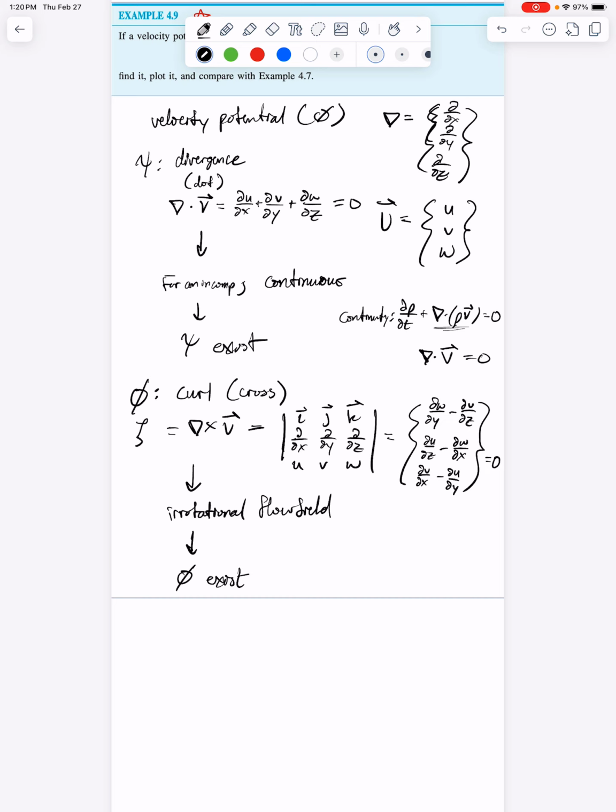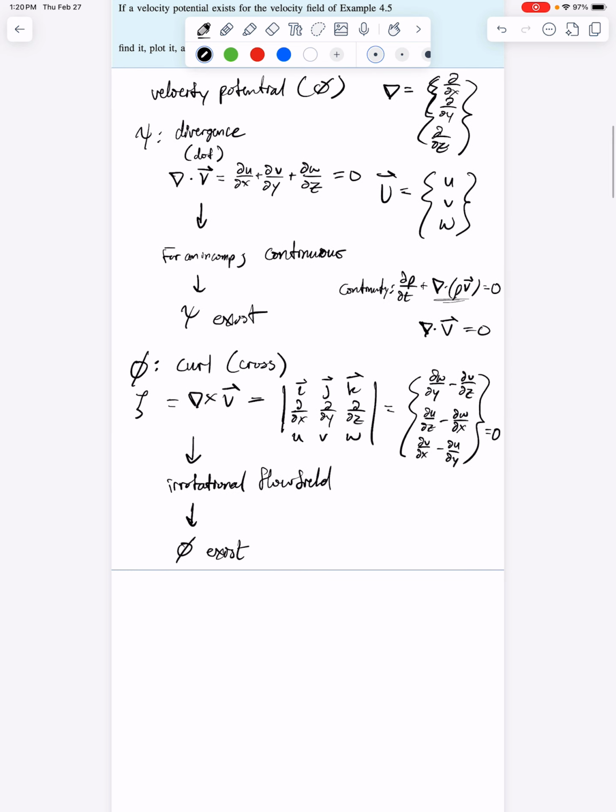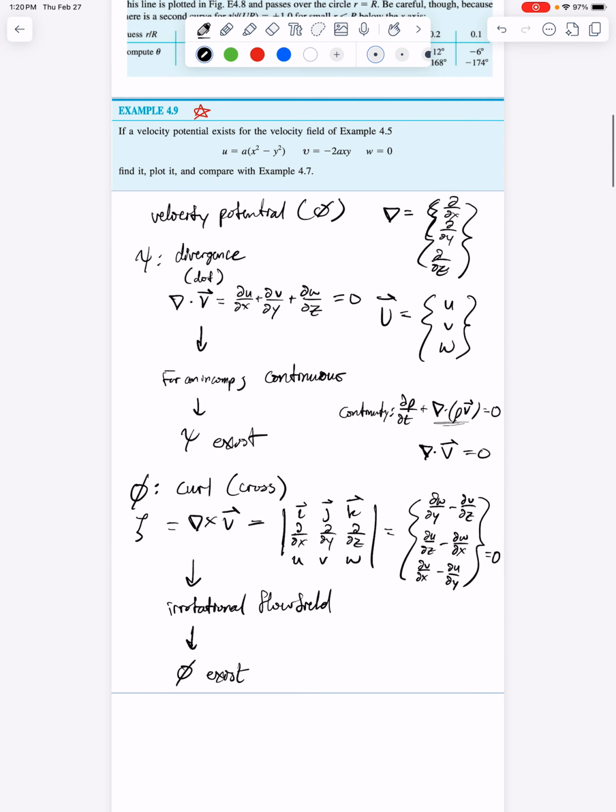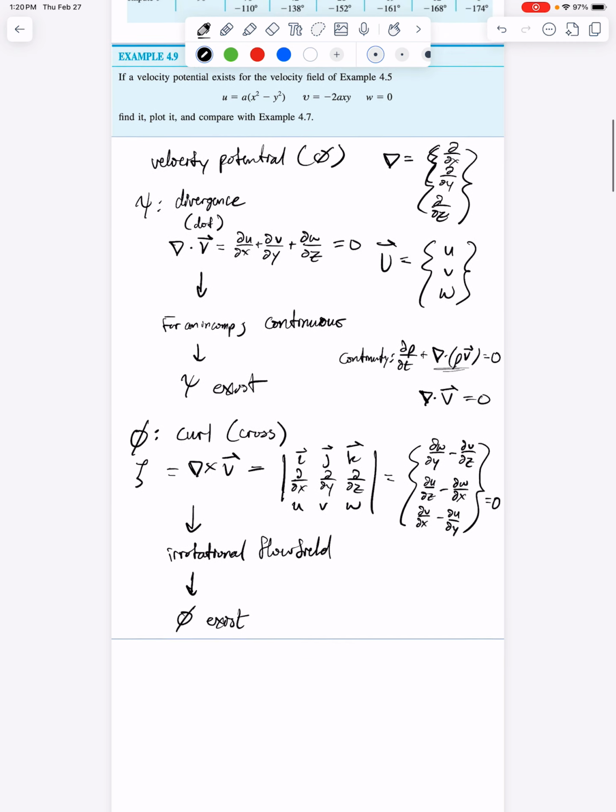But otherwise, you can just technically solve this equation here to prove continuity if you have a compressible flow field. Okay. We want to solve for velocity potential, given this function up here. So let me solve for that.